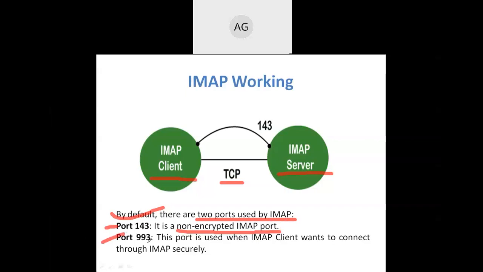The other port is port 993. This port is used when the IMAP client wants to connect through IMAP securely. So port 993 is also used when the IMAP client wants more security through the connection. Port 993 is used at that time in order to increase the security feature. So just remember these two ports. These two ports are basically assigned to IMAP by default. So moving to the next slide.